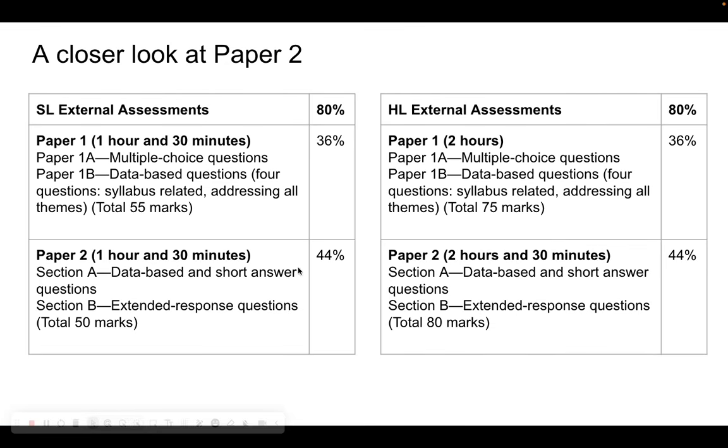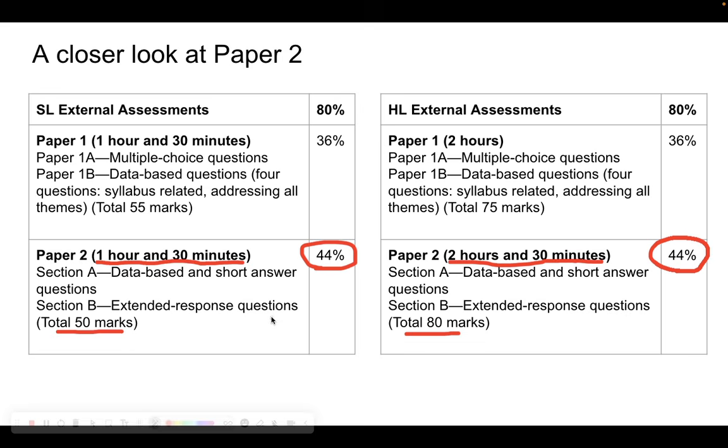As a reminder, your paper two is 44% of your IB grade, whether you're in SL or HL. The difference is the amount of time that they allow you to sit the exam. So SL, it's an hour and a half. HL, it's 2 hours and a half. And that is primarily because the amount of marks that you are addressing in the exam is pretty different. SL, it's out of 50 marks, and HL, it's out of 80 marks.